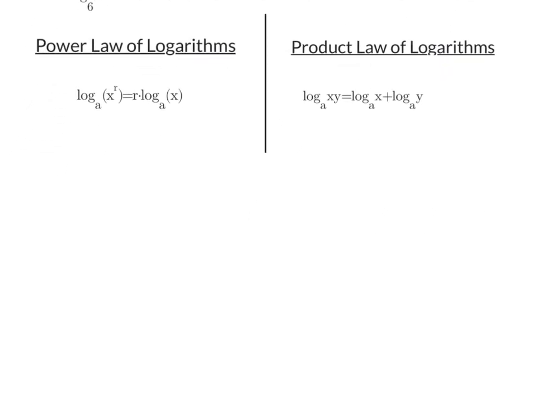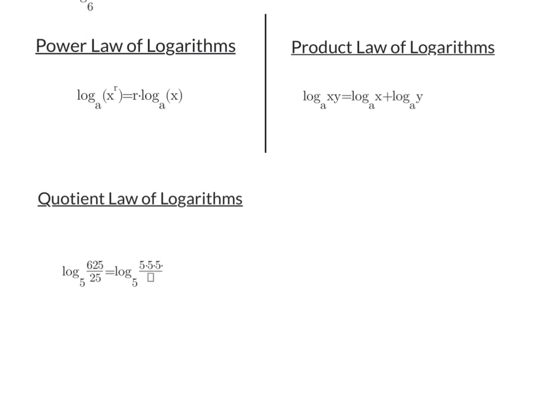The last one is the quotient law of logarithms. Let's say we had a log, let's do base 5, because I know those powers pretty well, of 625 divided by 25. Okay, well, how would we go about that? Let's see. We know that this is equal to the log base 5 of 5 times 5 times 5 times 5, which is 625, divided by 5 times 5.